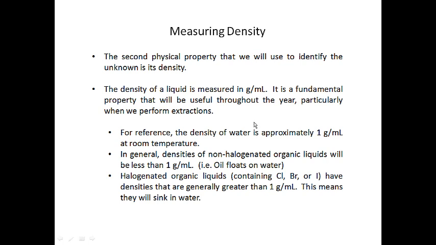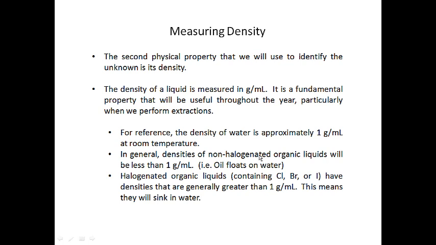For organic molecules, though, there's actually a distinction in densities. In general, if you have a non-halogenated organic molecule, one that contains only carbon, hydrogen, oxygen, nitrogen, but no chlorine, bromine, iodine, or fluorine, and fluorine's questionable, then its density tends to be less than a gram per mil, which means that it floats. It will have a density less than water. An example of that would be oil floating on water, which you've all seen. Oil is a non-halogenated organic liquid.